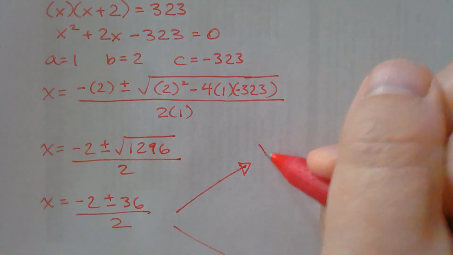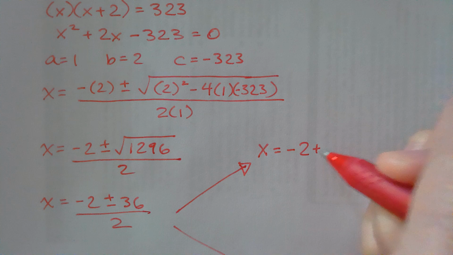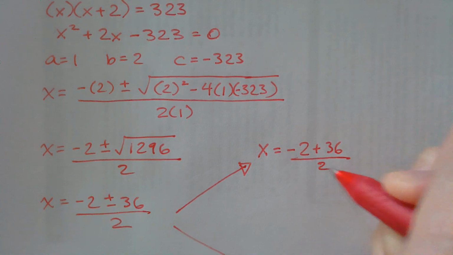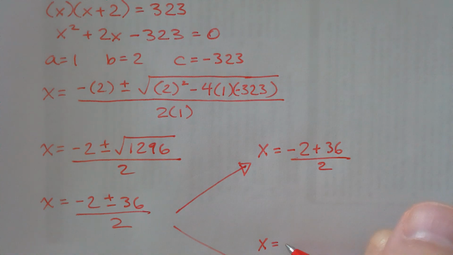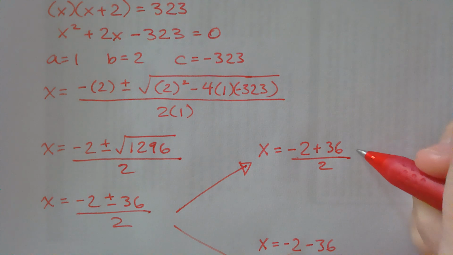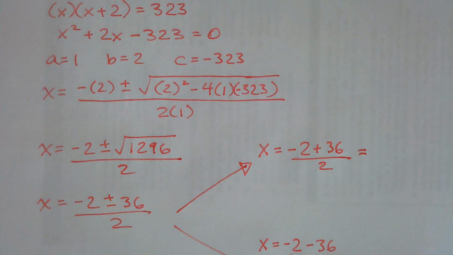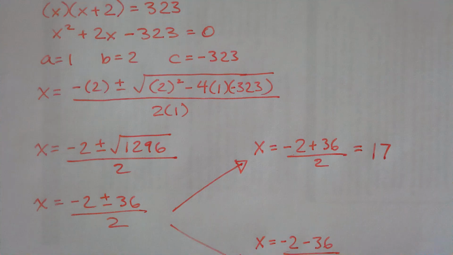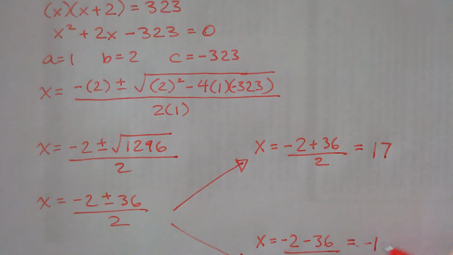Okay, so x equals negative 2 plus 36 over 2, and x equals negative 2 minus 36 over 2. Alright, and I get 36 minus 2 divided by 2, 17. And the other one that I get, negative 2 minus 36 divided by 2, negative 19.